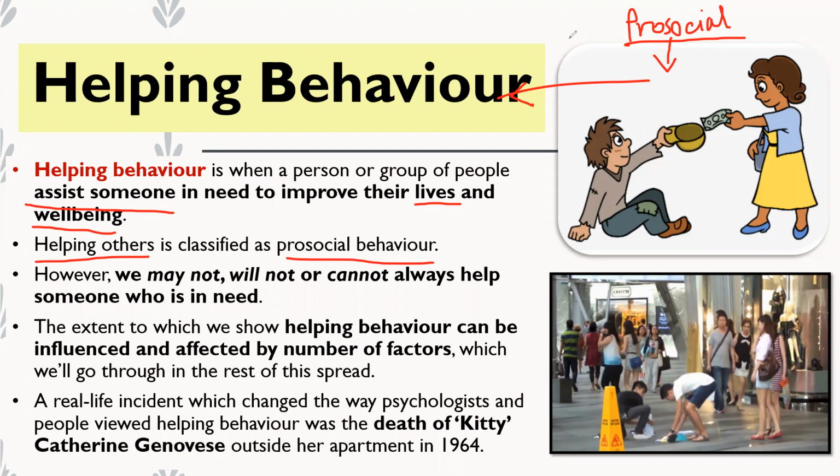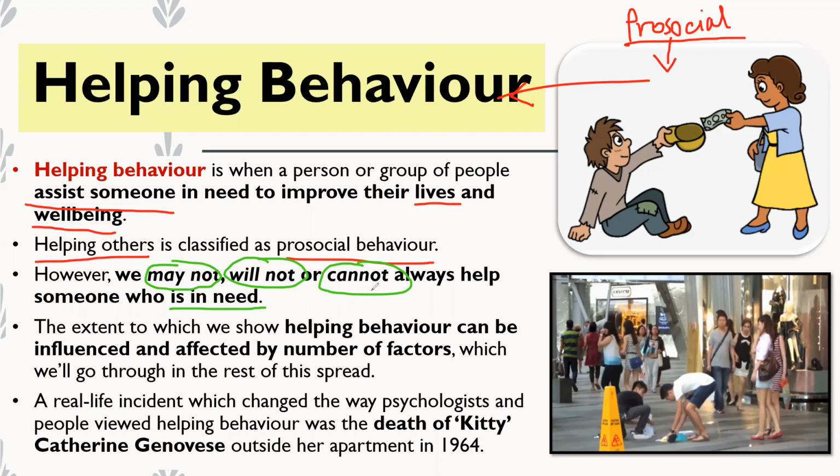Okay, but for the rest of this spread today, we have to look at this idea that even if we, for example, see someone who is obviously in need of help, who could require some assistance, we may not help that person. In some cases, we will not help that person. In some cases, we cannot help that person. Okay, so those are the three things that can influence our helping behavior.